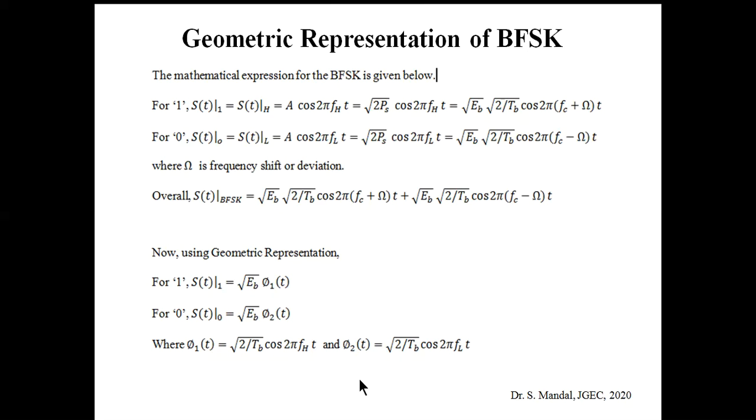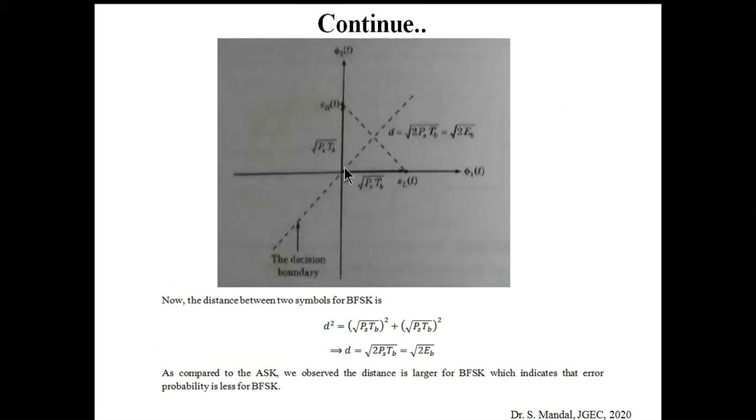So this is the geometric representation. Now using these two equations, we can plot the signal space diagram. So this is the corresponding signal space diagram. You can see that this one is the first axis for phi 1t. This is the first real valued function, and this one is the phi 2t. Both are orthonormal, that means the angle between them is 90 degrees.